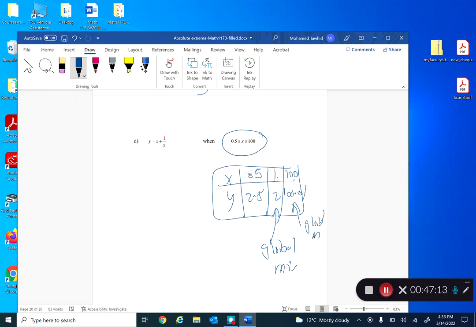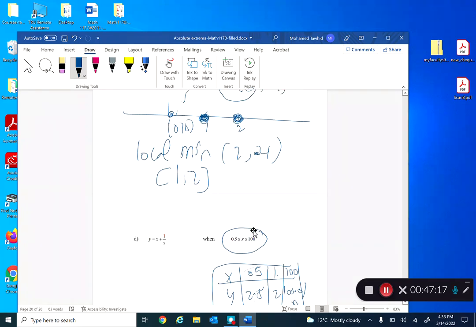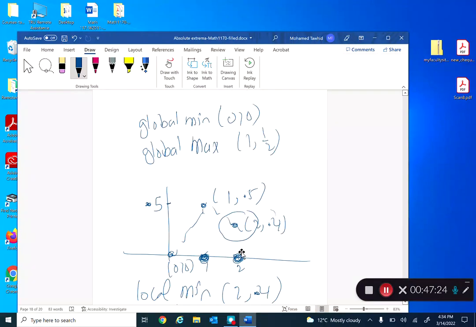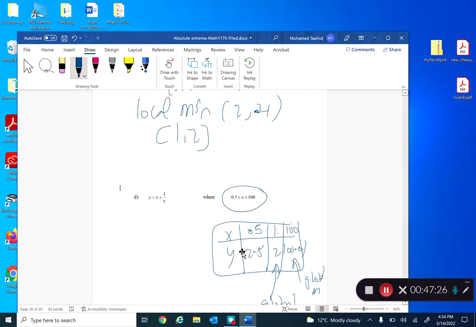Okay guys, I will stop here. That is this lecture about global or absolute extrema, and you have to make a table. Next time we are going to work on the case where the domain is not given, then everything becomes local. You don't have any global.